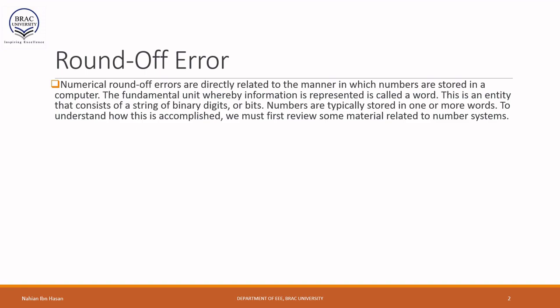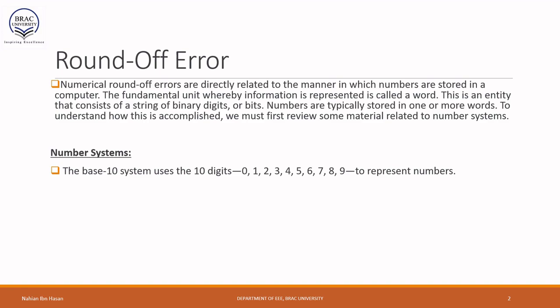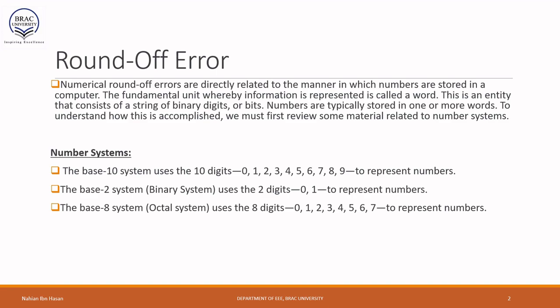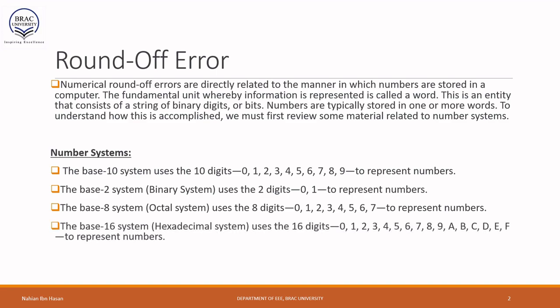You already know different kinds of number systems, for example, the decimal system, the binary system, the octal system, or the hexadecimal system. So what do these number systems basically mean? In the decimal system or base 10 system, numbers are represented using 10 digits, 0 to 9. In the binary system, 2 digits are used, 0 and 1. In the octal system, 8 digits are used from 0 to 7, and in the hexadecimal system we use 16 digits, 0 to 9 and then A, B, C, D, E, F. All of these number systems are useful for different applications.